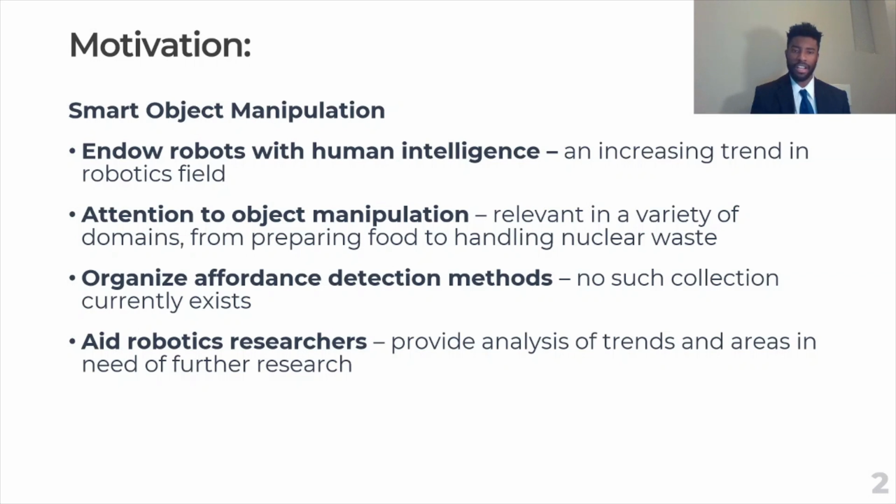We give a special attention to object manipulation because it's relevant in a variety of different domains, from everyday tasks such as preparing food to the dangerous and otherwise non-human friendly, like handling nuclear wastes. Also the point of this talk is to organize affordance detection methods because no such collection currently exists. So we also want to provide a clarification of terms and a general framework by which these manipulation schemes work. Through all this, hopefully we can aid robotics researchers by providing an analysis of trends and then identifying areas that are in need of further research.